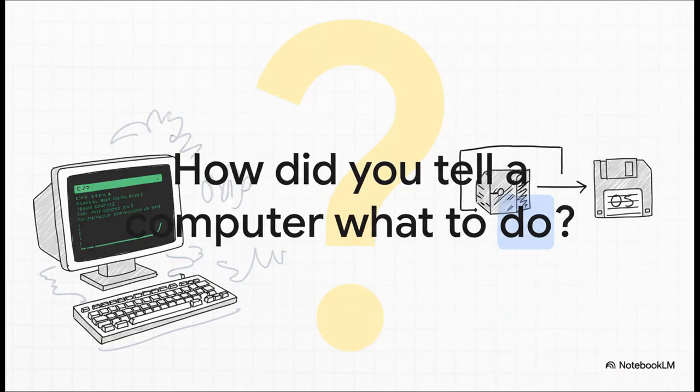So think about this for a second. Before you could just click on an icon, you had to actually type out commands. But even for that to work, the computer needed some kind of brain, a core piece of software just to understand you. And that brings us right to the heart of early computing, the operating system.